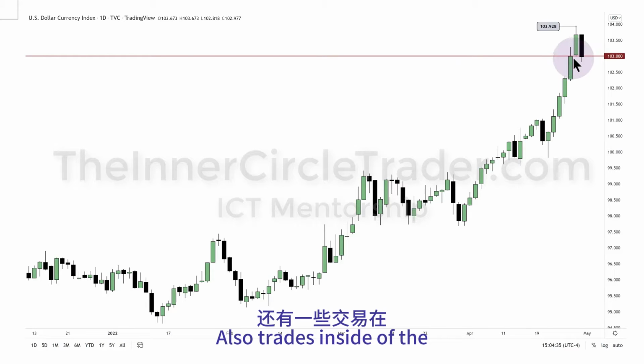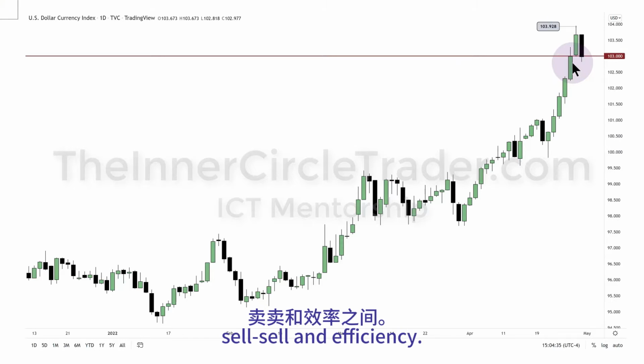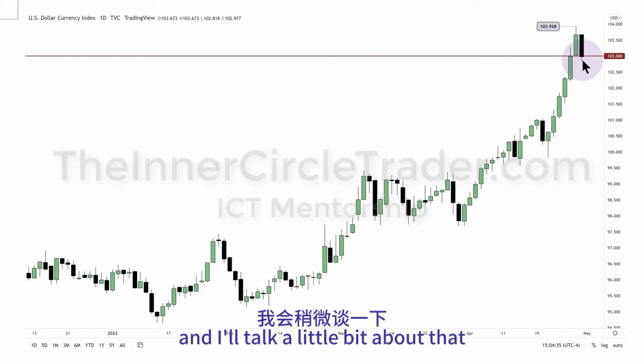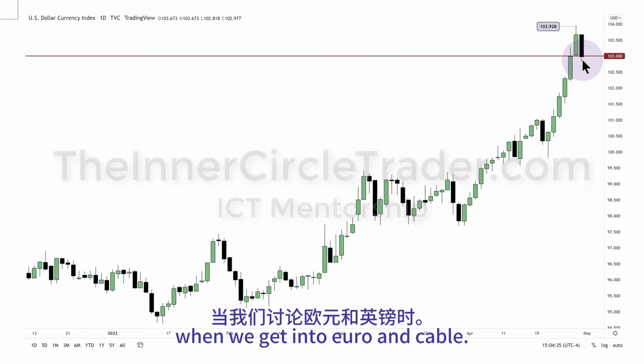Also trades inside of the buy side imbalance, sell side inefficiency. This is essentially institutional order flow entry drill. So we might get some continuation on the upside going into next week. And I'll talk a little bit about that when we get into euro and cable.